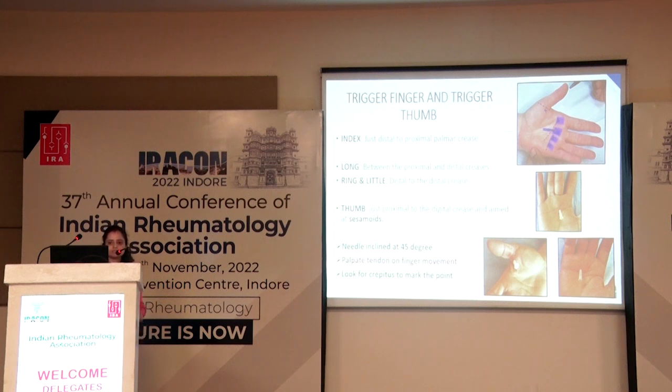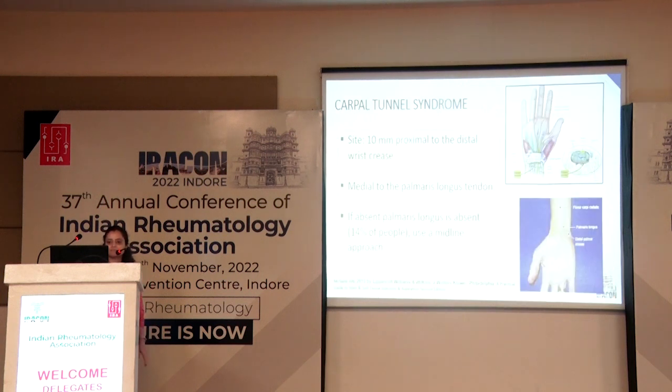So when we do this injection, first we insert the needle and then we ask the patient to do finger movements, flexion movements. If the needle is moving with the finger flexion, that means we are inside the tendon and we have to withdraw our needle and then again see whether the needle is moving or not. So unless and until we reach a point where the needle is not moving, that is the point where we have to do the injection, and not when the needle is moving with the finger movements, which means we are in the tendon.